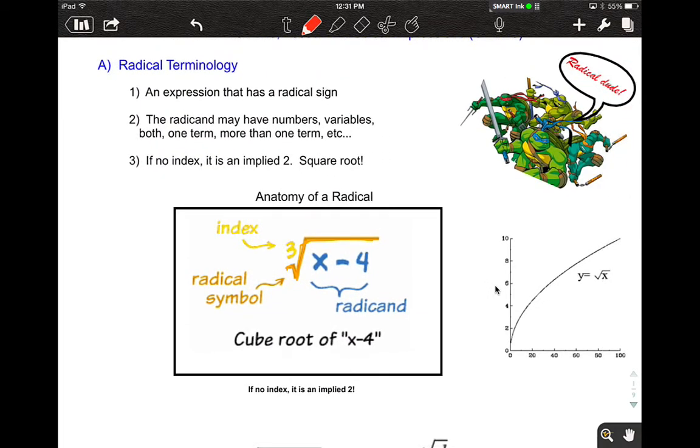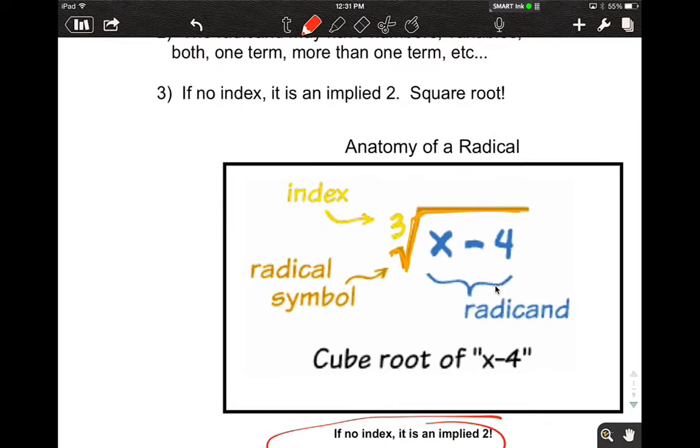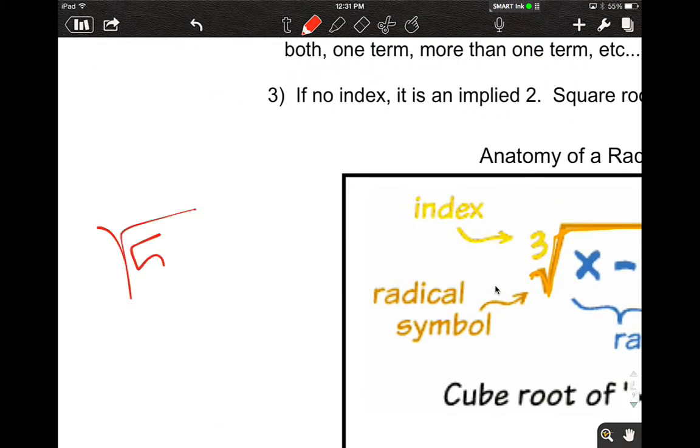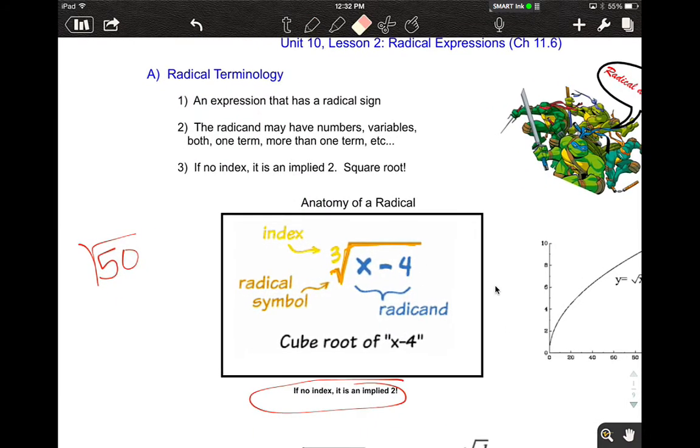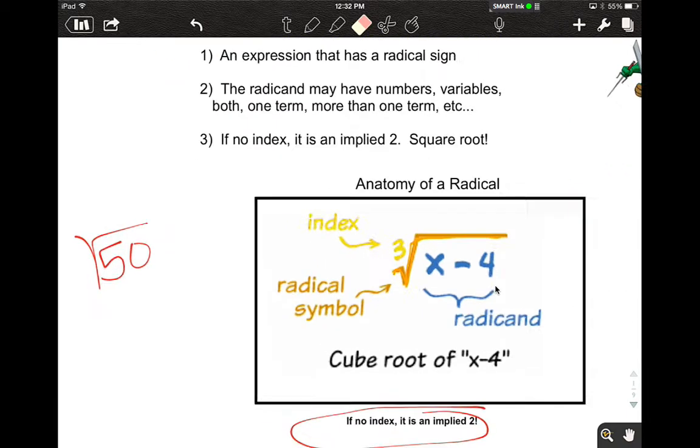If they don't write it, if we write something like the square root of 50 and there's no number there, it's not really going to be a 1. It would be a 3 or a 4 or a 5. If there's nothing written there, we just assume that it's 2.